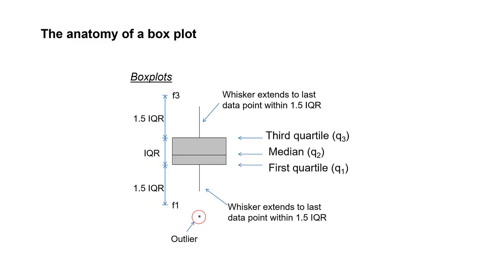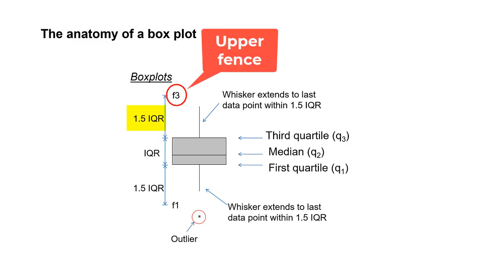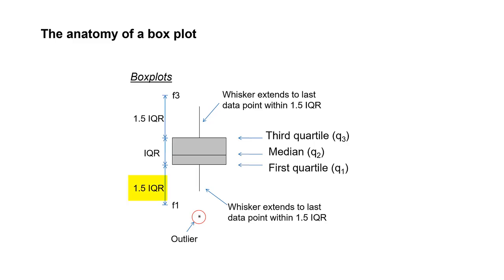And then what we do is we multiply the interquartile range by 1.5. We go above the third quartile, a distance of 1.5 IQR, to identify something known as the upper fence, or F3. And then we go down below the first quartile, a distance 1.5 times IQR, and that's identified as this value F1, which is the lower fence. So we have the upper fence F3 and the lower fence F1.